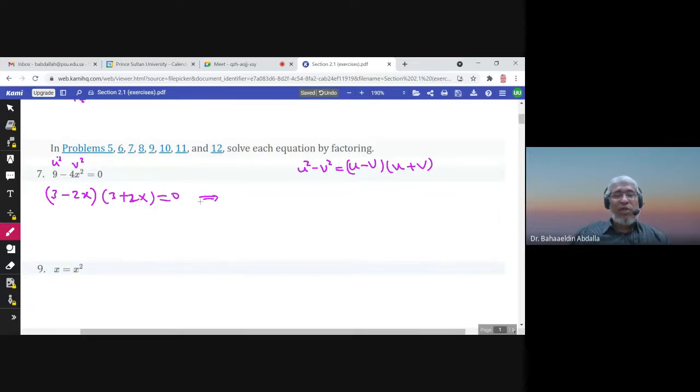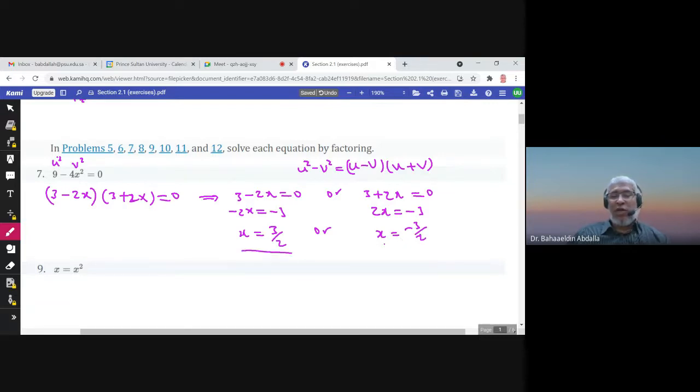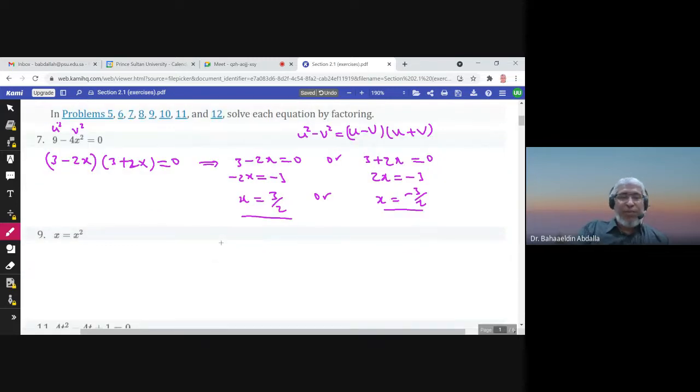And now we use the zero product property. So either 3 minus 2x is 0 or 3 plus 2x is 0. And now we solve these two equations. So negative 2x would be negative 3, or x would be negative 3 over negative 2, or just 3 over 2. And here 2x would be negative 3, or x is negative 3 over 2. So these are the two solutions.